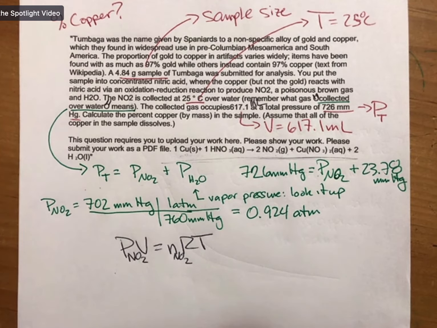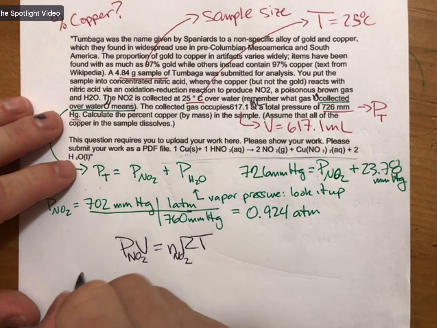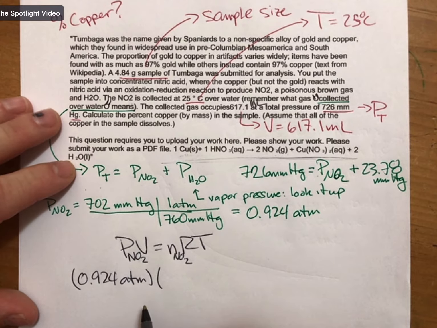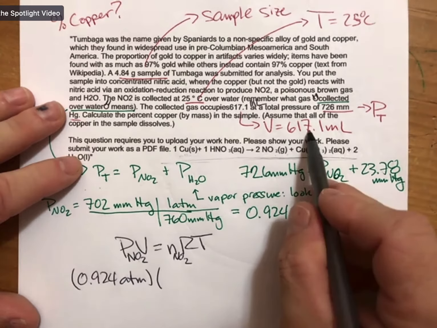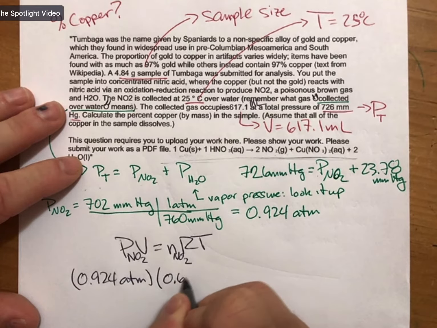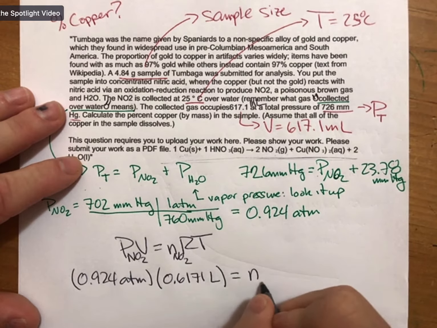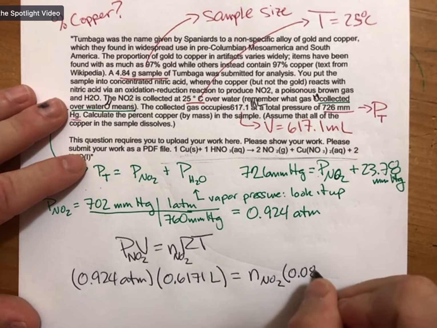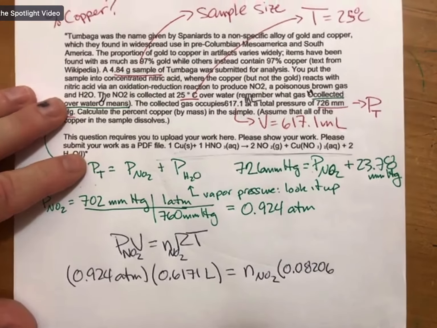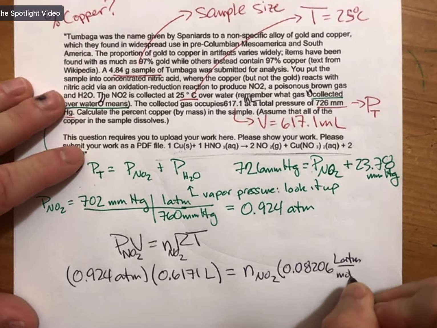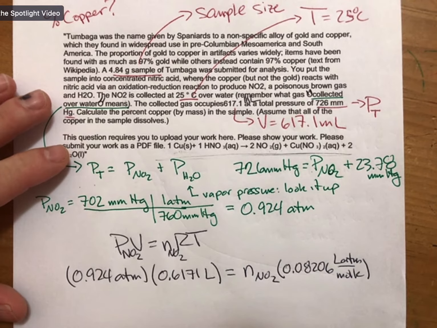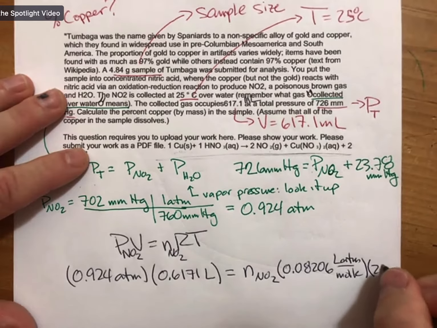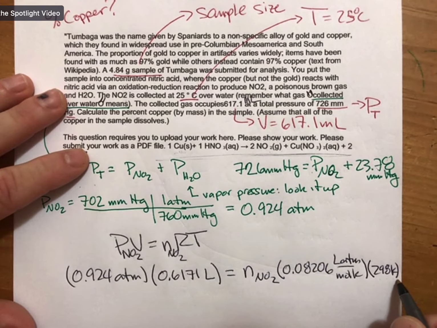Now I'm going to plug everything in. I have 0.924 atmospheres. My volume, which according to the ideal gas law must be in liters, I have 617.1 milliliters. That's 0.6171 liters. I don't know my moles of nitrogen dioxide. I do know my R, 0.08206 liter atmospheres per mole Kelvin. Those are all of the units that have to be in this equation. And my temperature, which is 25 degrees Celsius, add 273 to that, you get 298. 298 Kelvin is what that says there.